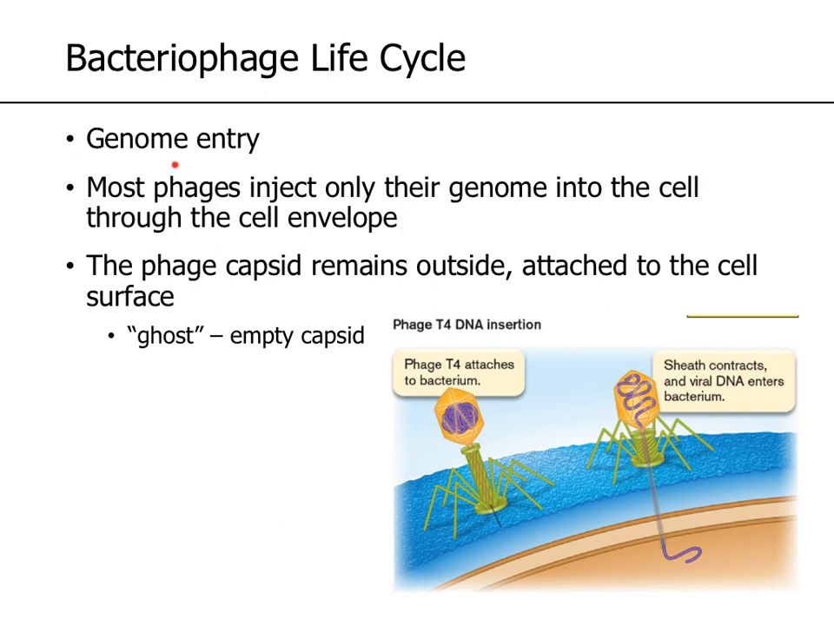The second step is the genome entry. Most of the phages will inject their genome only. It's easiest to imagine with the tailed viruses, right? That whole image of they've now found the receptors and they're literally injecting their genomes into the cells. A lot of times, they're going to inject their genomes in here, but their capsids will still remain on the outside, and they call those ghost capsids, so they're empty.